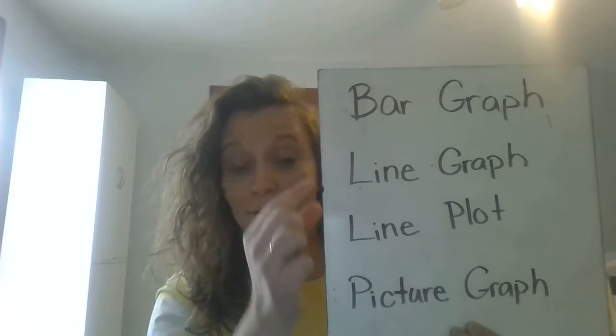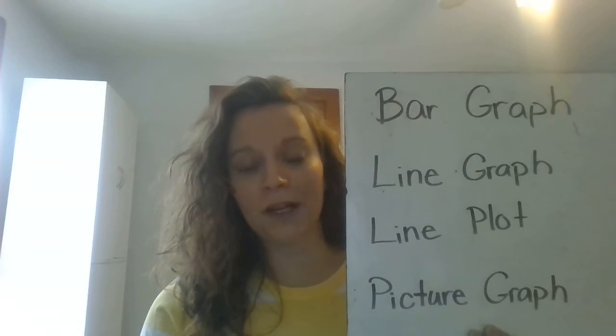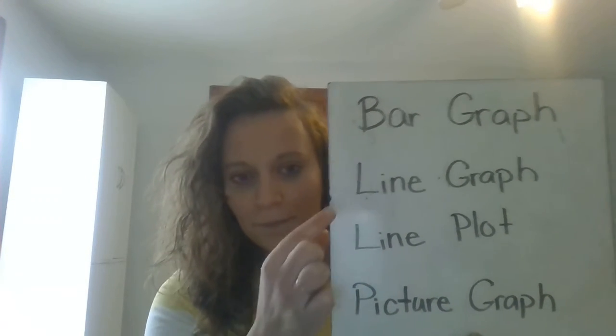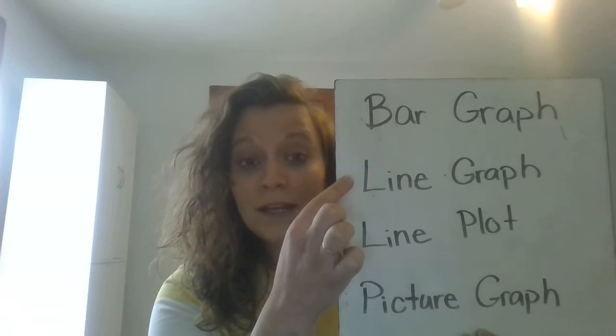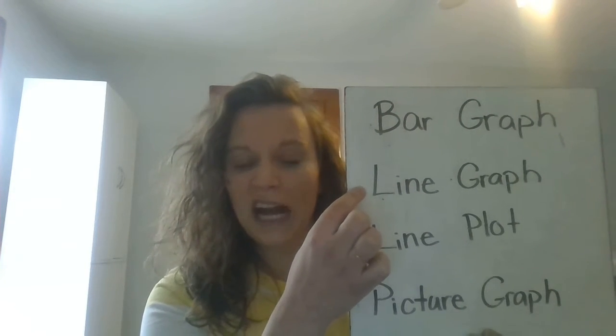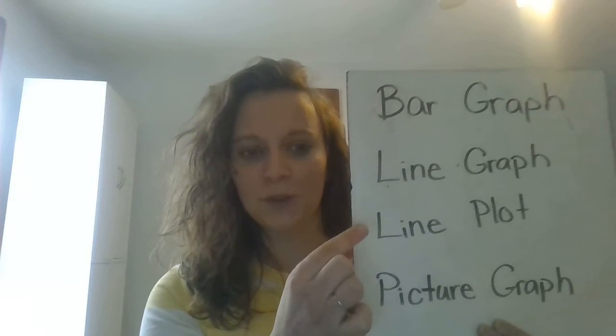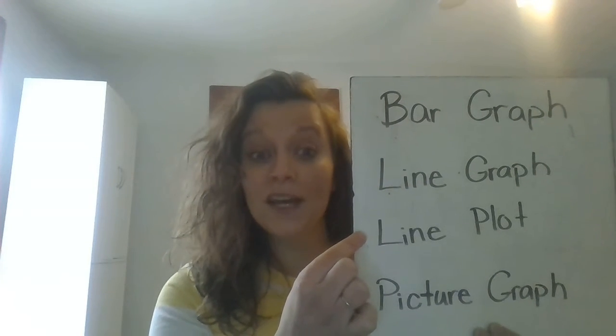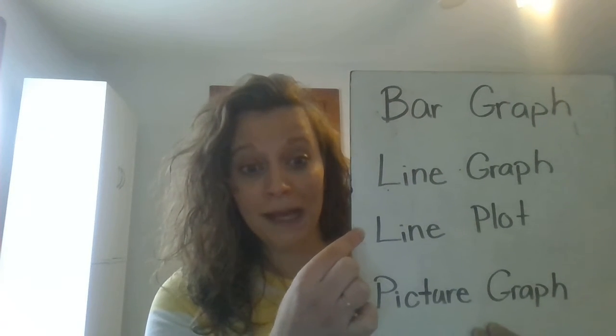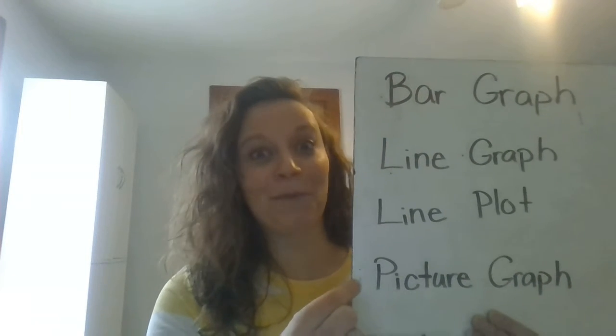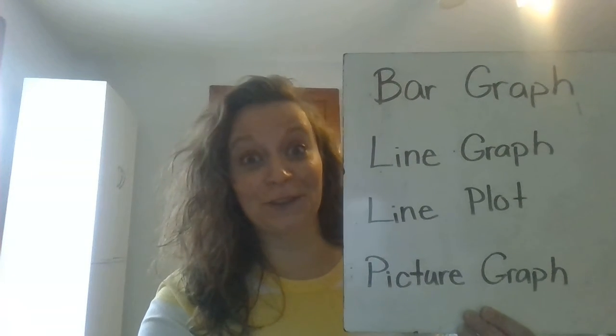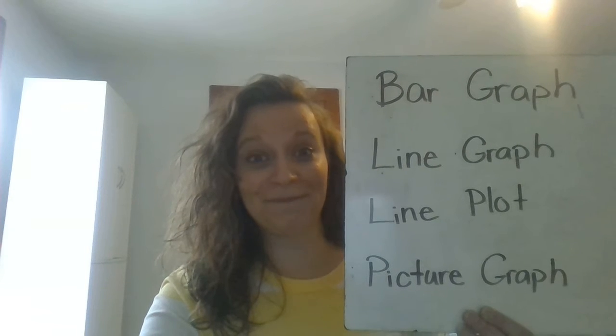So we have a bar graph. That one is probably going to be the one you guys are going to have the easiest time with. Then a line graph. This is going to show different types of things over time, and we'll go over each of these in a little bit as well. We have a line plot. We do these all the time in Mountain Math. And then we have a picture graph, and you guys probably remember these from when you were in kindergarten or first grade and first starting to do graphs.